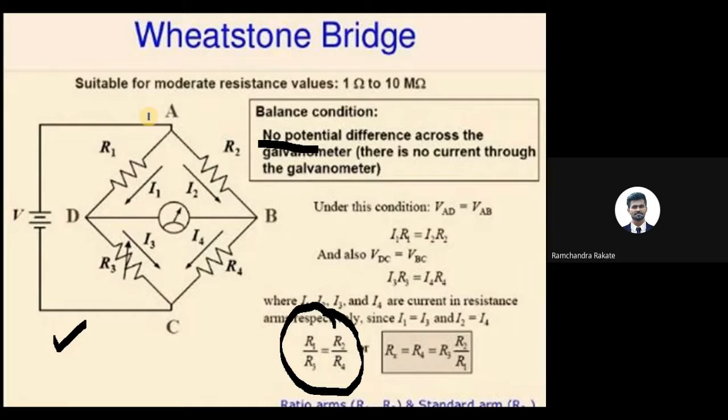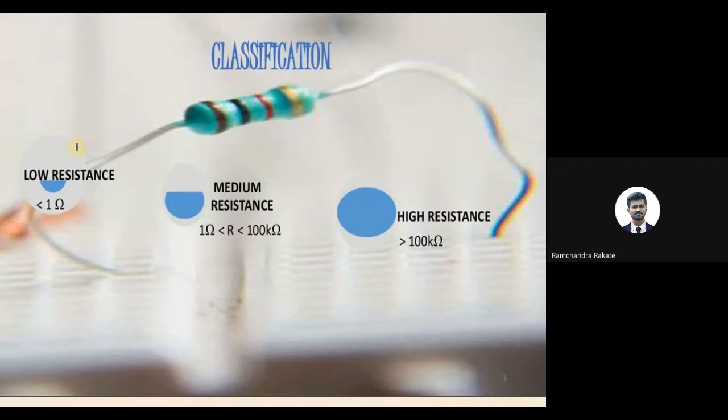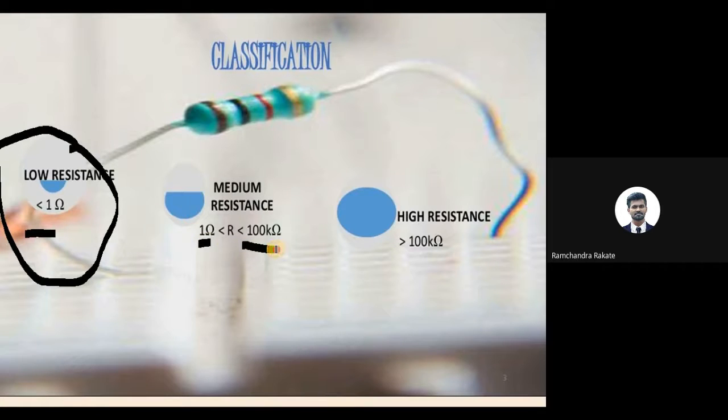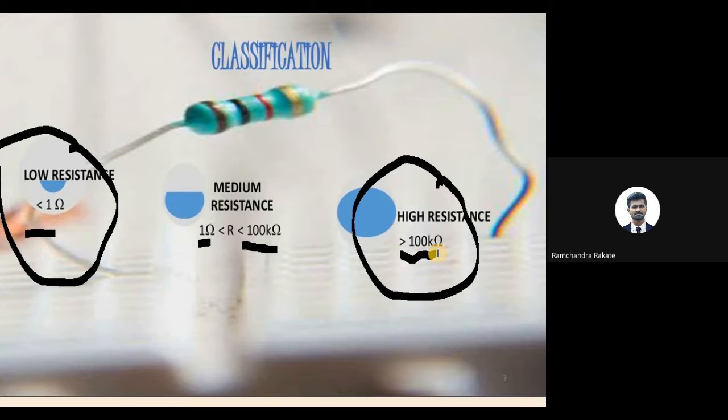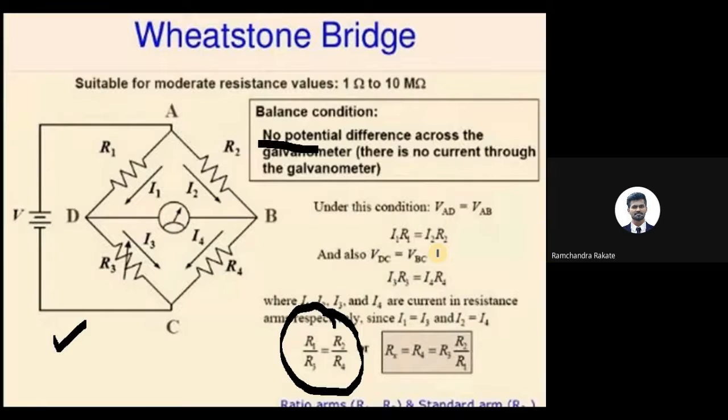For measuring a small resistance of around 1 ohm, we can use either an ohmmeter or the Wheatstone bridge. But if the resistance value is less than 1 ohm, we have seen the classification. Low resistance is less than 1 ohm, medium is 1 ohm to 100 kilo ohm, and high resistance is greater than 100 kilo ohm. For low resistance we use the Wheatstone bridge and megohm.